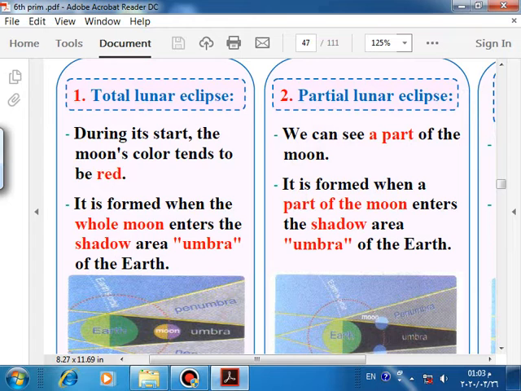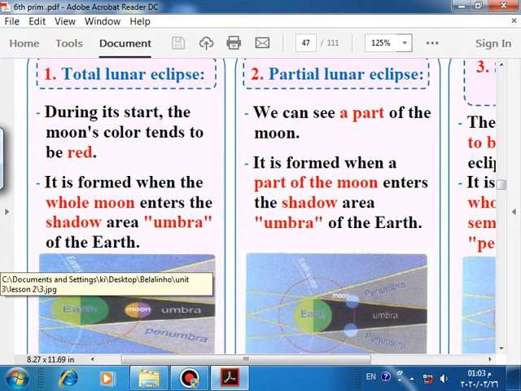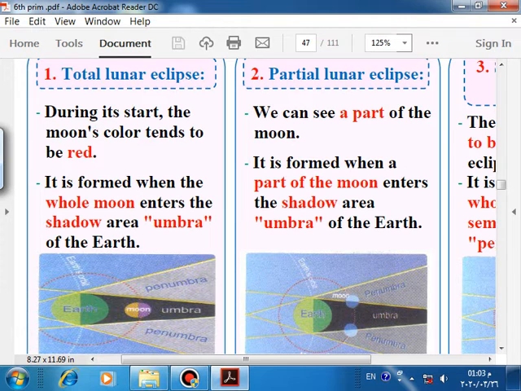First, the total lunar eclipse. In the total lunar eclipse, the whole moon enters the shadow area of the Earth. Again, in the total lunar eclipse, the whole moon, all the moon, enters the shadow area or umbra of the Earth. Its color tends to be red.